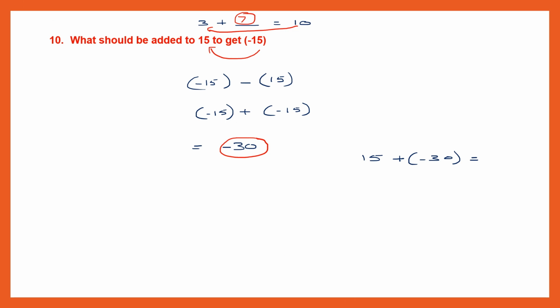So we put the sign of the bigger integer and we subtract. 30 minus 15 is 15. So is this the answer given here? Yes, we've got negative 15 here. That means negative 30 is our answer and that is the correct answer.